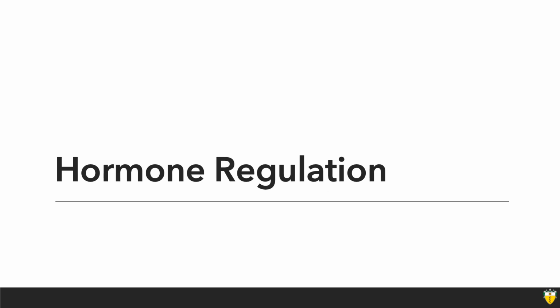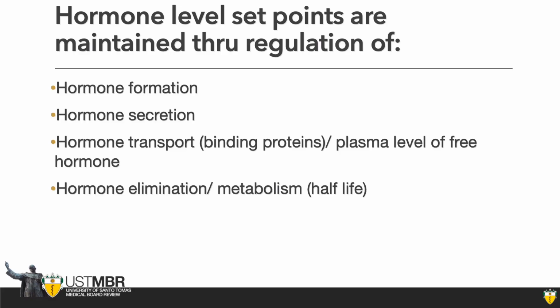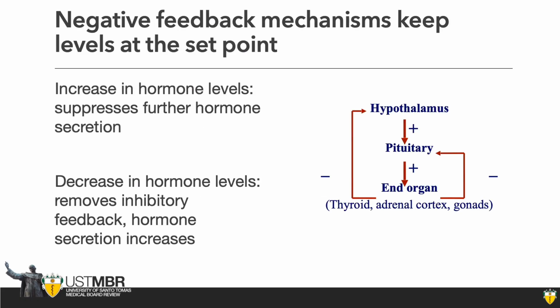Let's talk about hormone regulation. Hormones can be regulated at the level of how they're formed. Once formed and stored, they can be regulated at the level of how much will be secreted, and once secreted, how they're going to be transported, and eventually how they're going to be eliminated or metabolized. Most of the hormones are regulated by negative feedback within the same endocrine gland that secretes and regulates a particular hormone. There are receptors that will detect whether you're having too much or too little already. So the endocrine gland will have to decide whether it's going to shut down or produce more, depending on the circulating hormone itself.